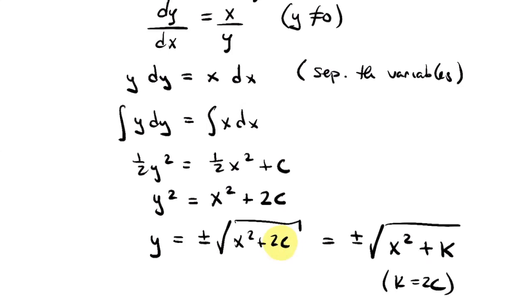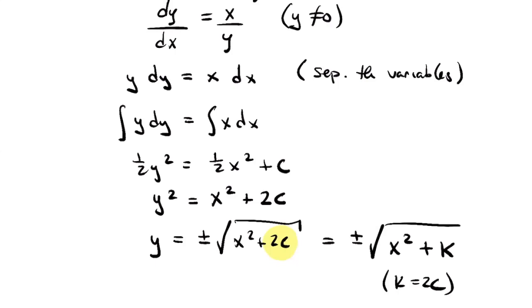And there's my general solution. There's actually two versions of it, a positive or a negative one, depending on whether y is positive or negative. Okay, so if I had some initial condition, I would use that initial condition to choose one of those two solutions. Positive, I'd take the positive. Negative, I'd take the negative.